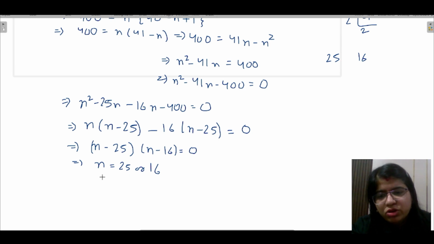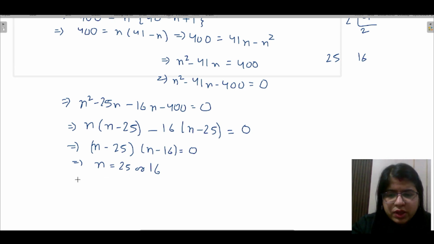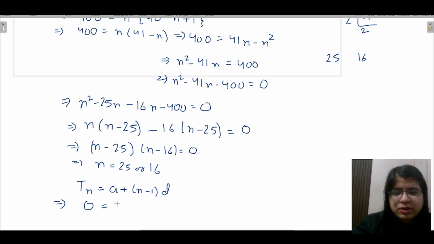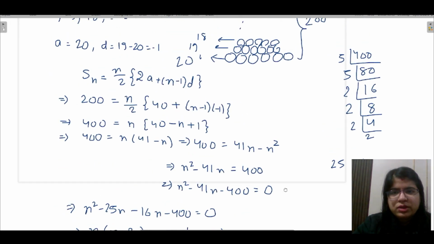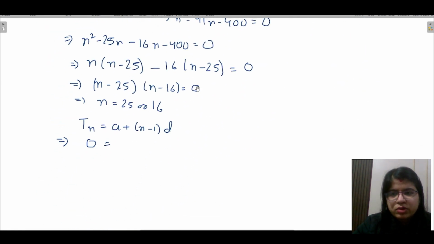So students, we are getting two values of n, so how can we calculate further? We know that after the top row there will be no logs, so can I write Tn is equal to a plus n minus 1 into d. If I write 0 here, then what is a here? In the first row we had 20 logs. So I will write 20 plus n minus 1 into minus 1.